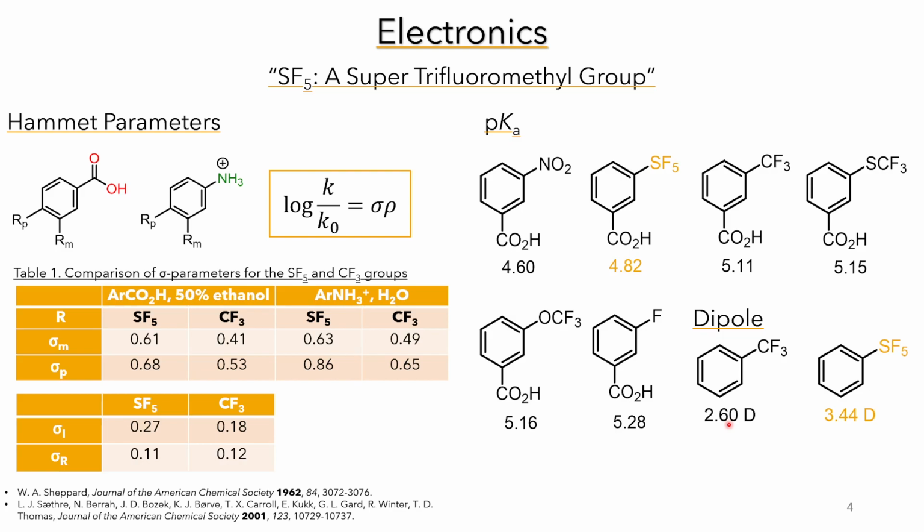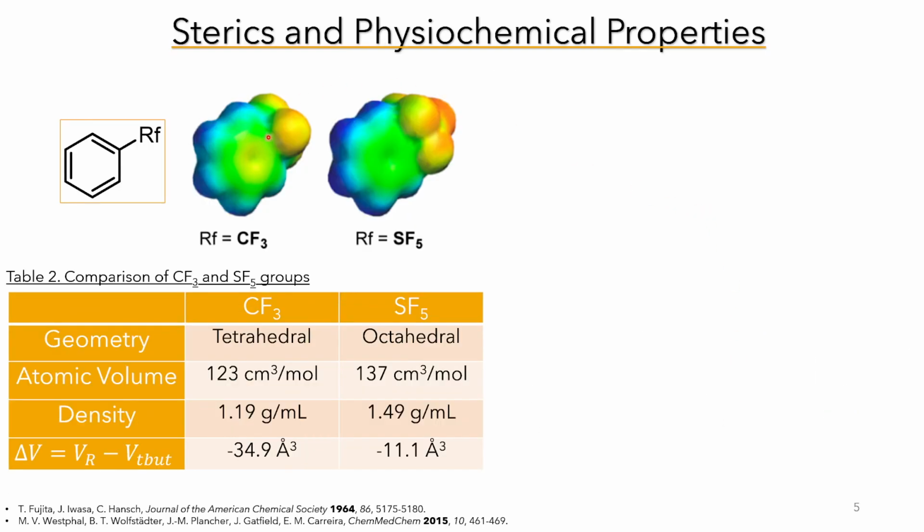Now, in terms of sterics, we see a similar story where the SF5 will be bulkier, and compared to the geometry of the CF3, we see that it is octahedral instead of tetrahedral. It's a larger functional group, so the atomic volume is larger and it is also much denser. These atomic volume and density parameters were found for the benzene derivatives of the respective groups. Sterically, the SF5 is a little bit smaller than a tert-butyl group, to give a comparison there, but much larger than the CF3.